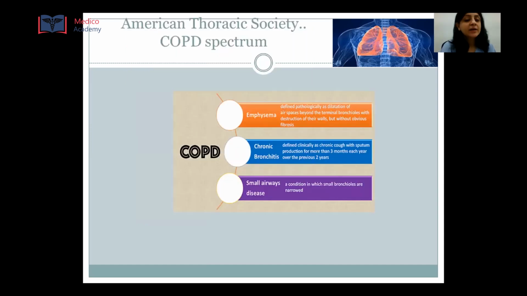By the American Thoracic Society, the spectrum of COPD has, I would use the word broadly, a very broad and overlapping classification of COPD, emphysema, chronic bronchitis, and small airway disease. Emphysema is defined pathologically as the dilatation of the air spaces beyond the terminal bronchioles with the destruction of the walls, but without any obvious fibrosis. Chronic bronchitis is defined clinically as chronic cough with sputum production for more than 3 months each year over the previous 2 years. And small airway disease is a condition in which the small bronchioles are narrowed.